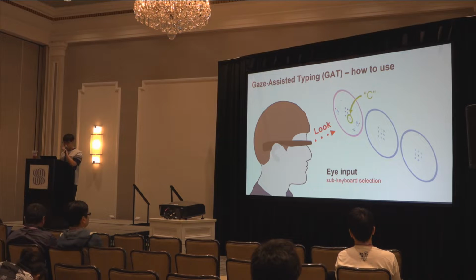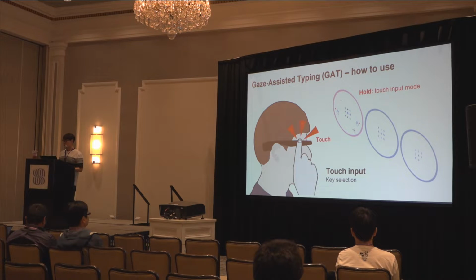Next, for example, if a user wants to enter the key C, the user first looks at the sub-keyboard, and then to enter the key, the user touches the touchpad. While the user's finger is on the touchpad, the sub-keyboards do not respond to the user's eye gaze position. Due to this feature, the user can relatively freely move their eyes while conducting a touch gesture.